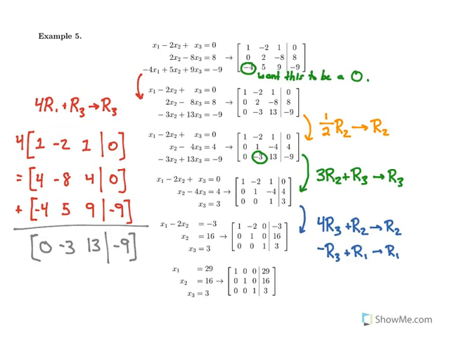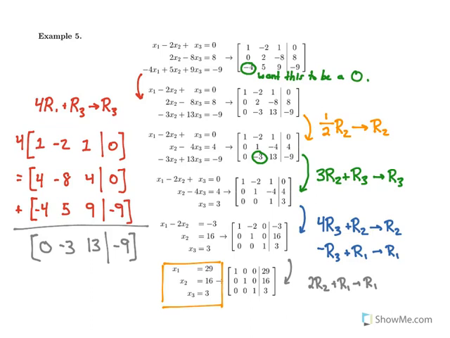Finally, there's one more operation that we do here. The goal here is to get a 0 in that location. And that's going to be 2 row 2 plus row 1 gave us our new row 1. We'll talk about why we chose those operations, why we wanted zeros in those spots. But now that we can see we have a solution to the system, x1 equals 29, x2 equals 16, and x3 equals 3.